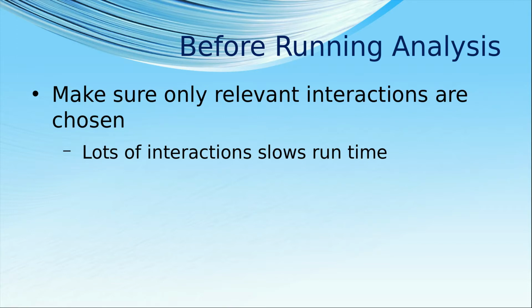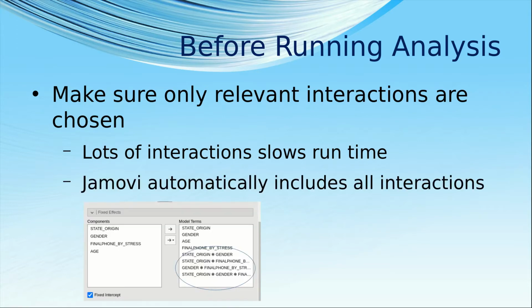Make sure that only your relevant interactions are chosen. Lots of interactions in a model slows runtime. Now, Jamovi automatically includes all interactions, so before starting an analysis, choose only the interactions that you're interested in.